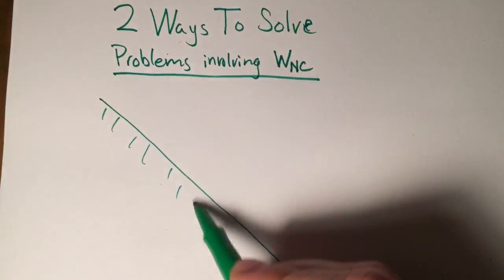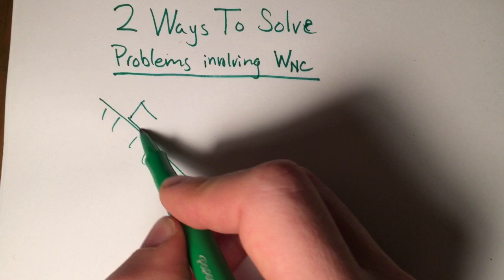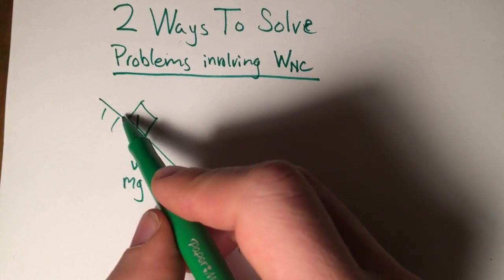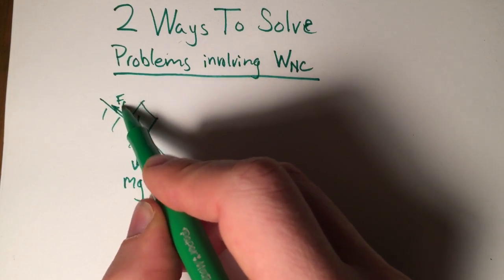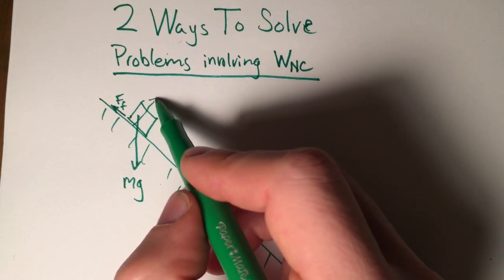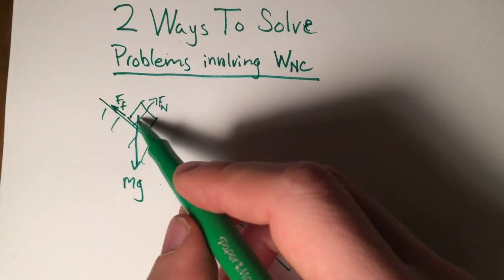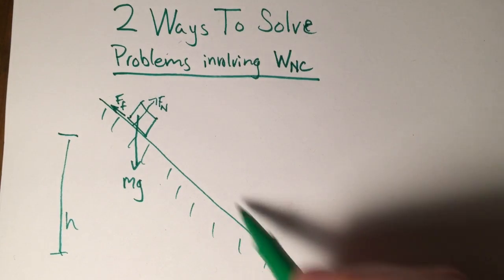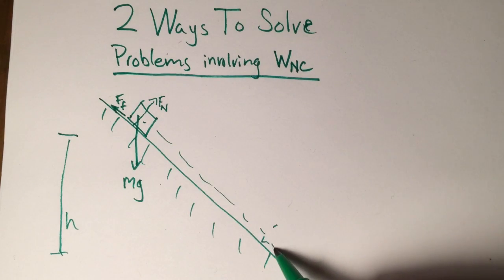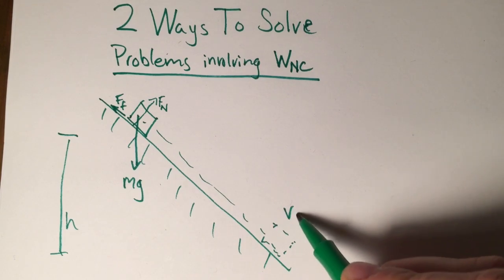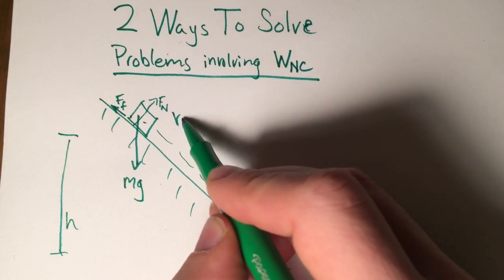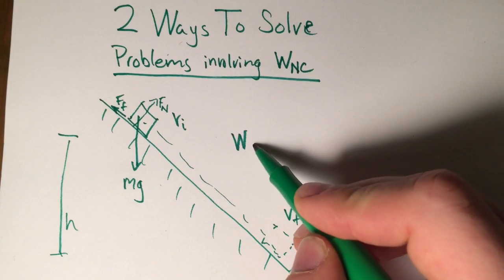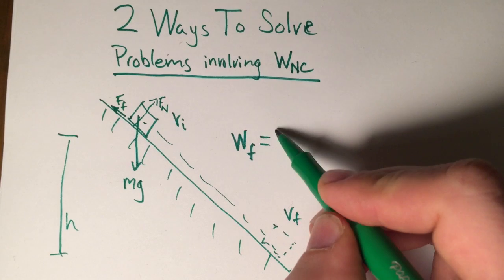You have a hill, and on the hill you have a box that's moving down the hill because, as always, you have mg acting on it, but also there's a friction force acting back on it, and always we have our normal force. And let's say we know that it goes down a height h, and at the bottom it has a velocity of v final, and we also know the initial velocity vi. So if I ask you, what's the work done by friction, how would you do that?